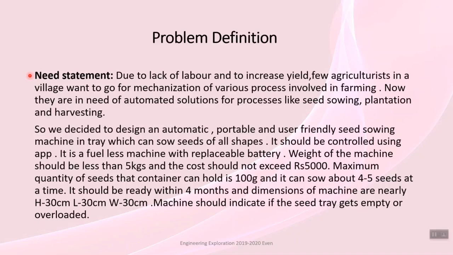The maximum quantity of seeds that a container can hold is 100 grams and it can sow about 4 to 5 seeds at a time. The dimensions of the machine are nearly: height 30 cm, length 30 cm, width 30 cm. The machine should indicate if the seed tray gets empty or overloaded.